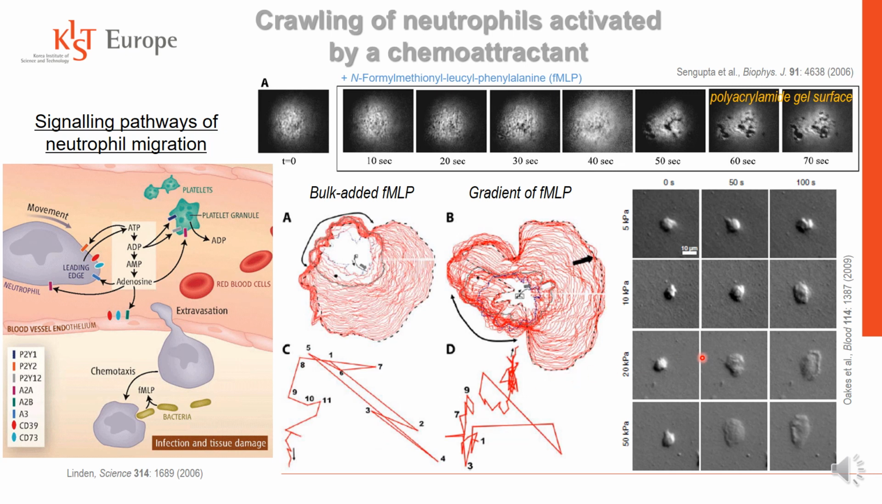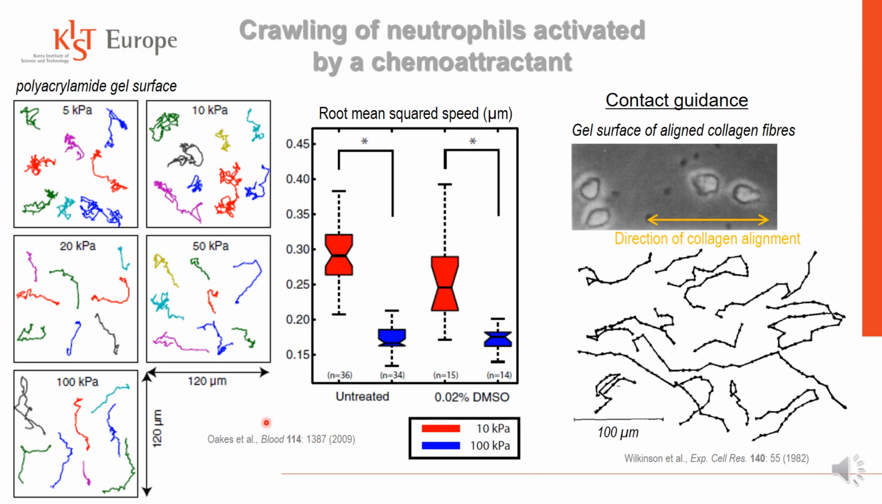In another study, the neutrophil spreading area was shown to be dependent on the substrate elasticity, where the spreading becomes firmer with increasing Young's modulus in the range of 5 to 50 kilopascals. In addition, the migratory behavior turns out to be more persistent with higher substrate elasticity, as indicated in the crawling trajectory patterns. And otherwise, the crawling speed decreases with increasing stiffness from 10 to 100 kilopascals.